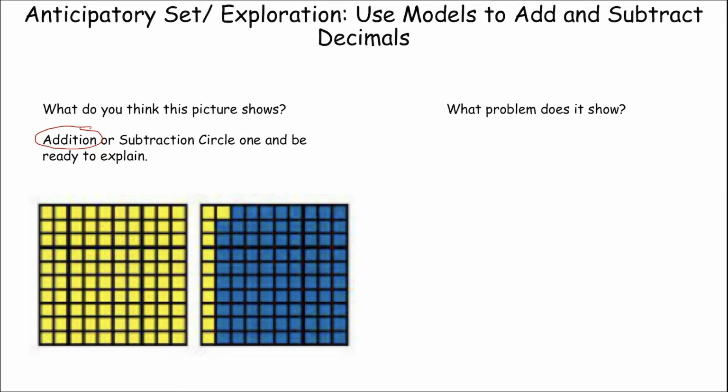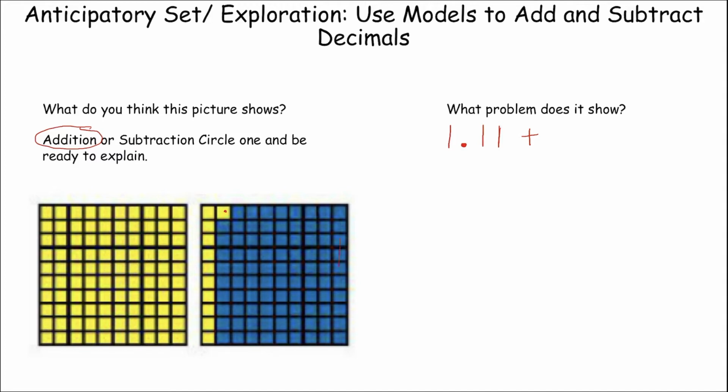Now I need to figure out what problem this picture shows. Well, I know that this is all filled in yellow, so it's definitely one whole. And this is 1/10, so there's a 1 in the tenths place, and this is 1/100th. So this is 1 and 11/100ths plus, I know that blue is less than one whole, so now I need to count it up.